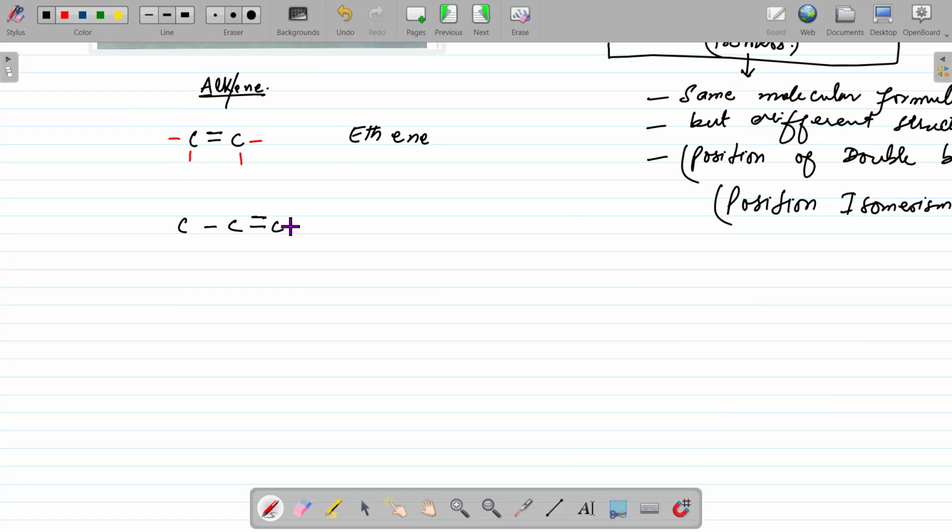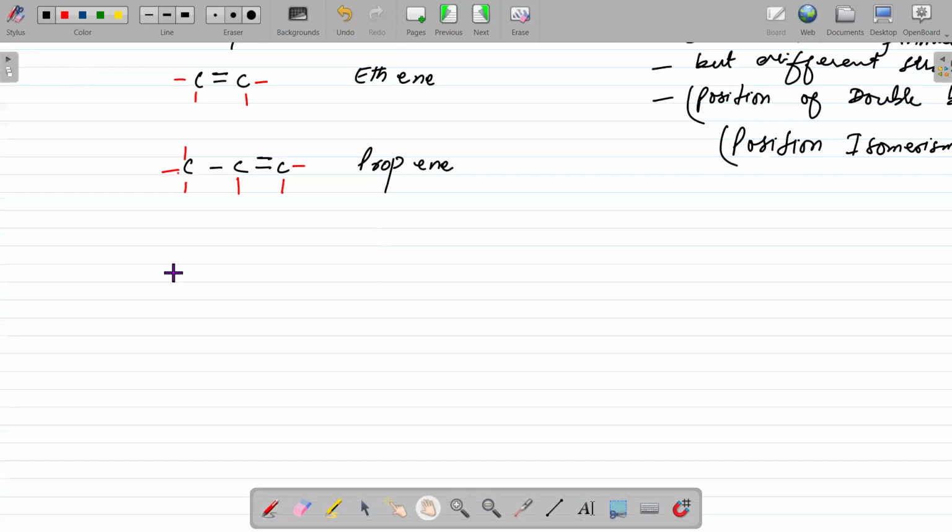The second member, double bond here, and how many hydrogen atoms? Two here, one here, and three here. So it's prop and ene. Okay. Next, four. After four carbon atoms, we can see the different positions where we can place the double bond. So its name is butene. We have four carbon atoms and there is a double bond. So but for the four carbon and double bond ene.